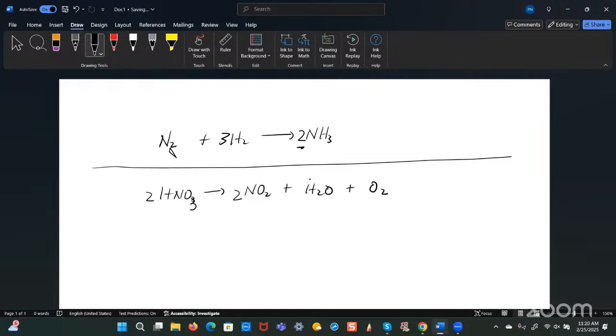How many oxygens do we have on the right? We have 4 plus 1, that's 5, plus 2, that's 7, right? So we have 6 oxygens on the left side. We have 7 oxygens on the right side. So how would you balance the oxygens in this case? How would you make sure that the number of oxygens on both sides are the same?